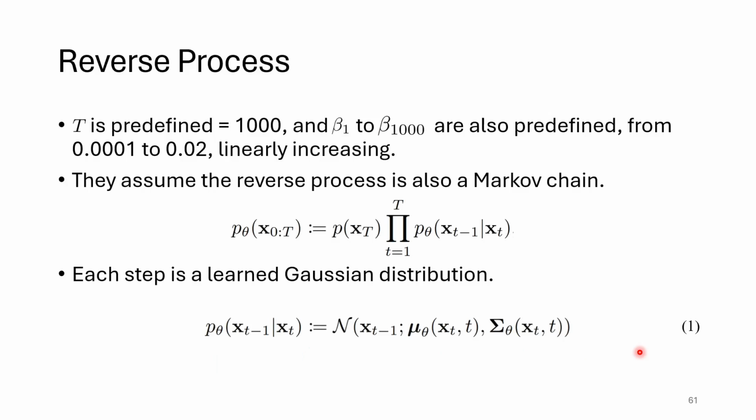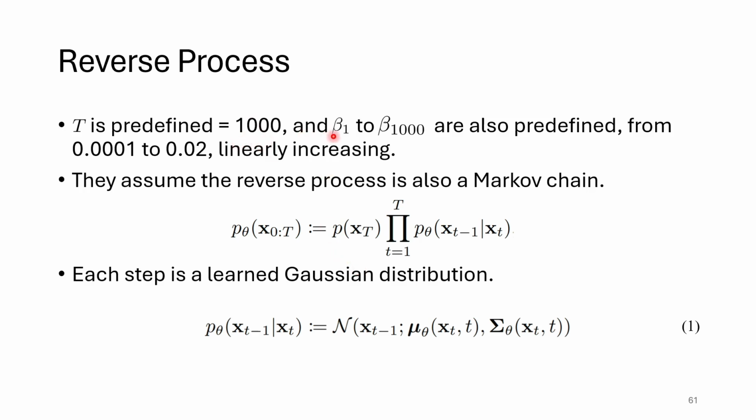And how about the reverse definition? They also model the reverse as a Gaussian distribution. Now you have a noisy image, and what will be the less noisy image at T minus 1? It will also be a Gaussian distribution, but the mean you need to learn, and the covariance you also need to learn. So that's their setting.